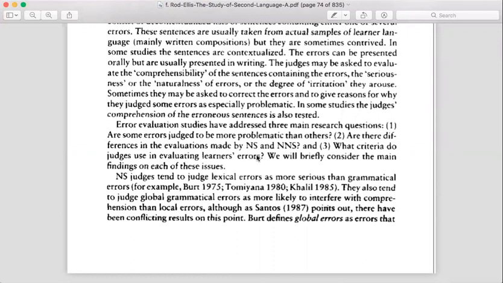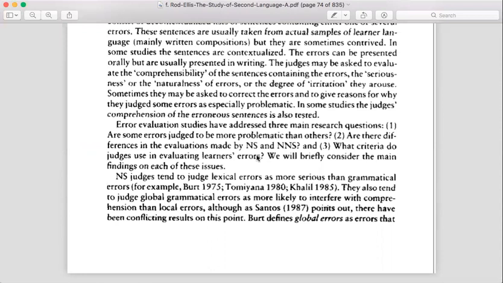Or are there some errors that are more serious than other errors? And how do you define the seriousness of errors: in terms of comprehension, or in terms of understanding, in terms of effective response? Second question is, are there differences in the evaluation made by native speakers and non-native speakers?